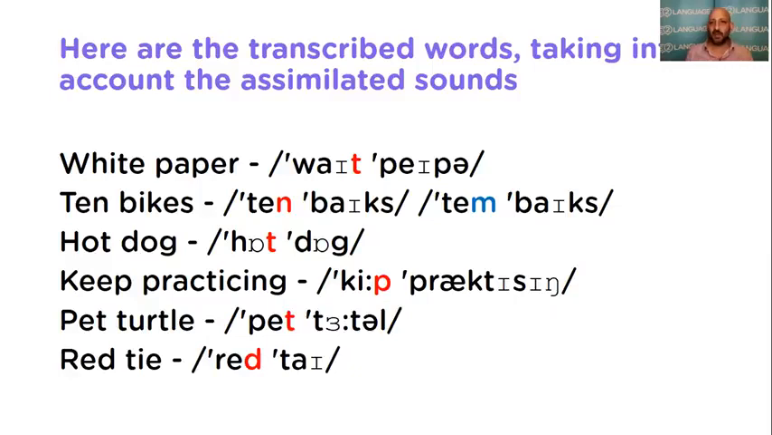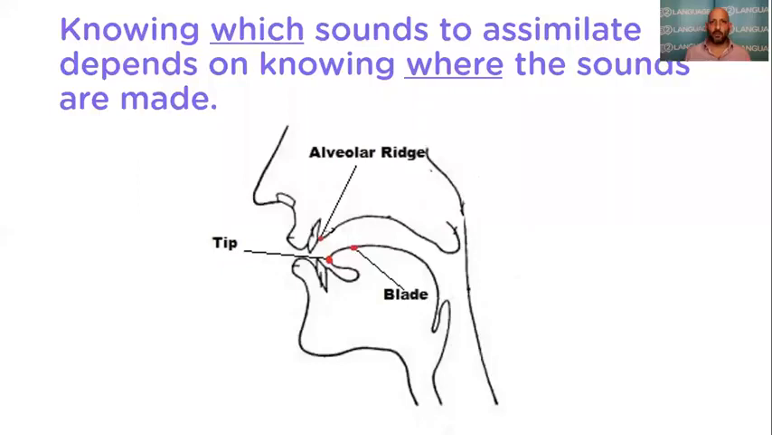Red tie becomes red tie. I go straight from the e to the t. It might seem like I'm saying a d. I'm not saying a d. The d has gone. So red tie. Okay? So here, knowing which sounds to assimilate depends on knowing where the sounds are made.